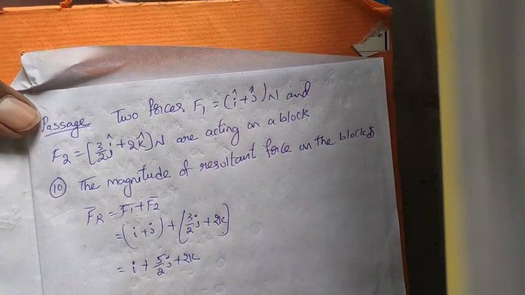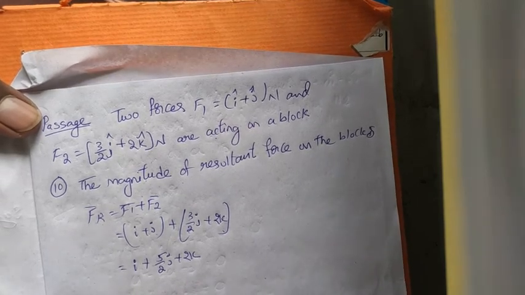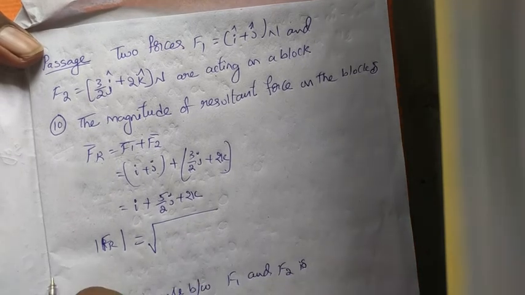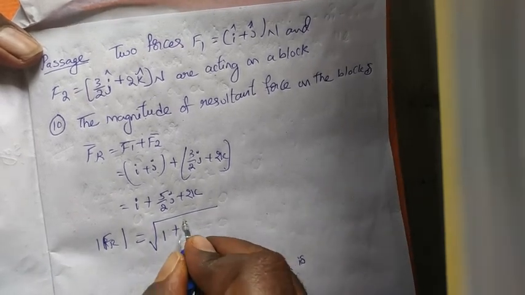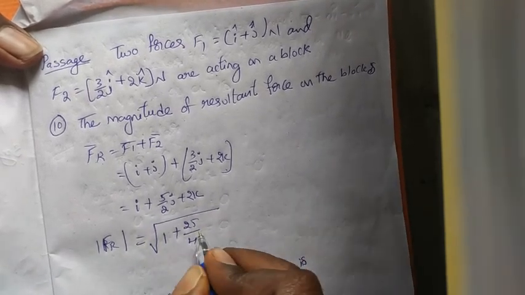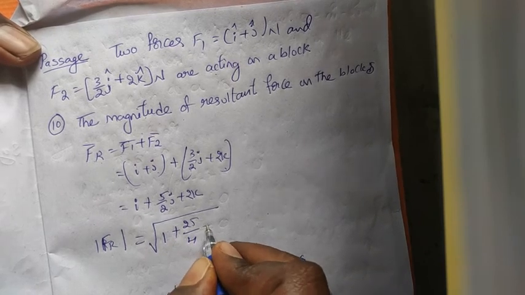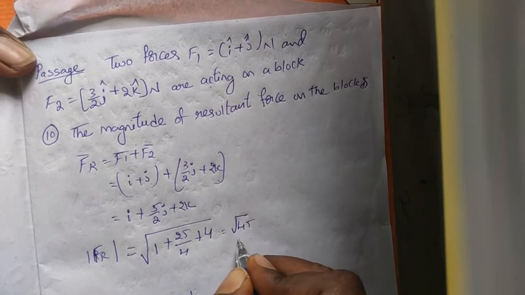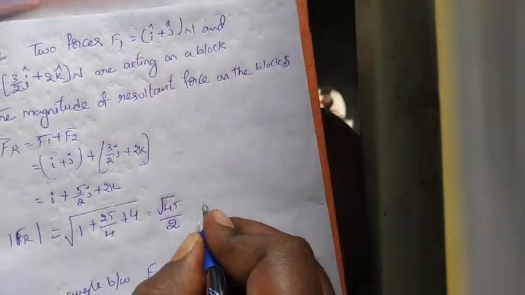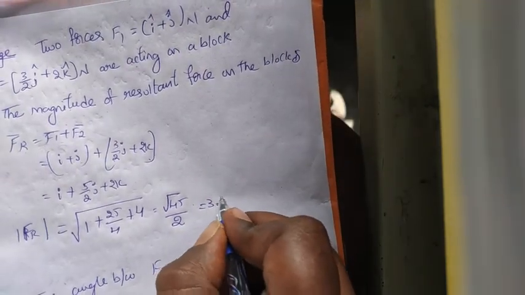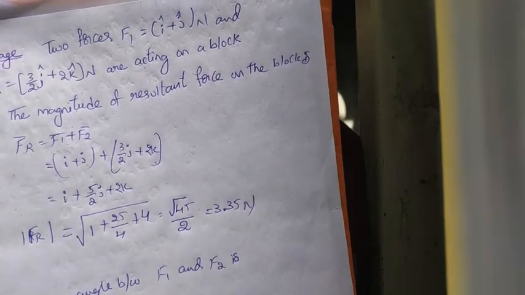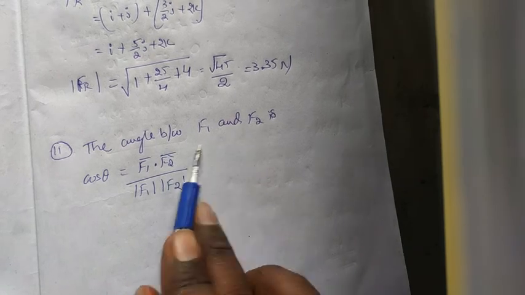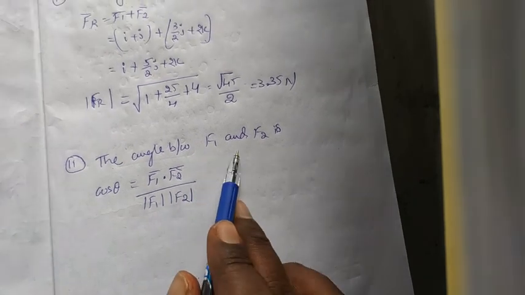This is the resultant force, and the magnitude of the resultant force is root of 1 square is 1, and 5 by 2 square is 25 by 4, 2 square is 4, so plus 4. What we get? If we do the LCM, root of 45 by 2, that is 3.35 Newton.